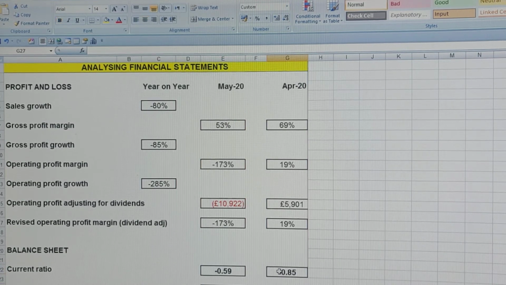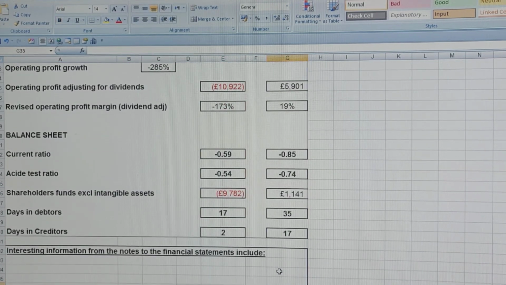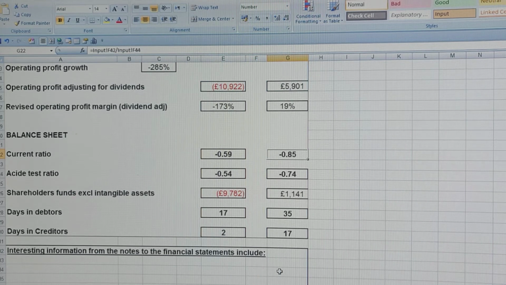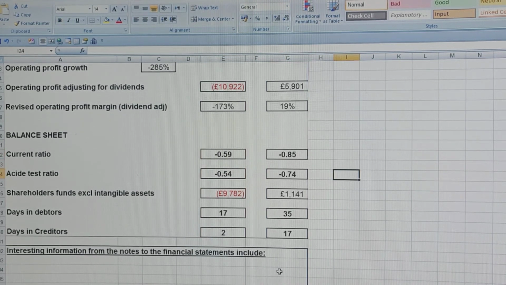Now you have the current ratio, that is current assets divided by current liabilities. In the month of May, it was not good because the company was indebted. It had more debt than its available assets, available cash and liquid assets. But the situation got even worse in May. The asset ratio for both months is even worse.